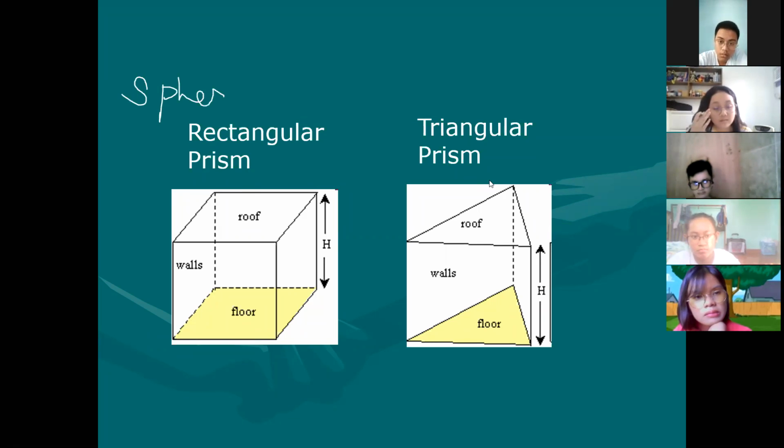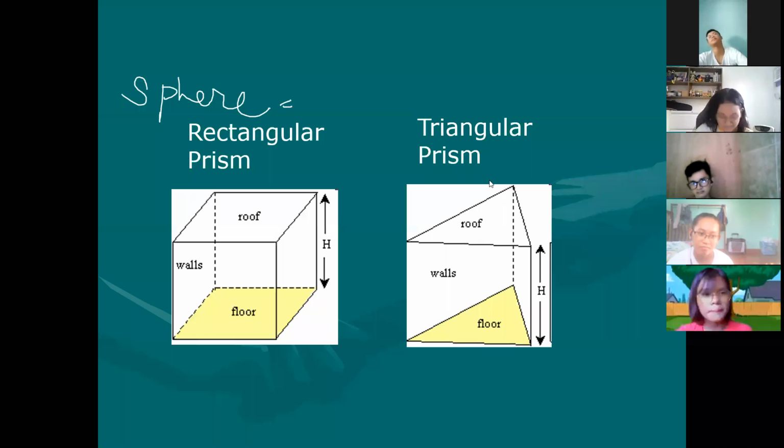Sphere. Examples of a sphere: tennis ball, basketball, soccer ball, volleyball, ping pong ball. I think all that are balls are spheres. Do we have a flat face of a sphere? Leija? No. None. Very good. None. So zero flat faces.